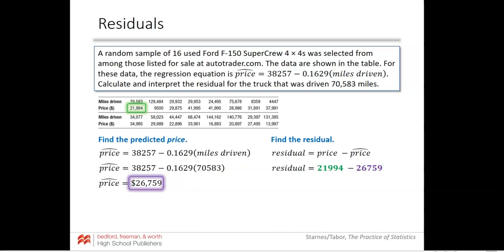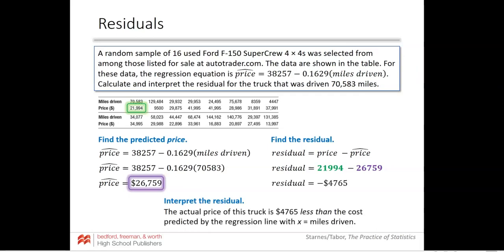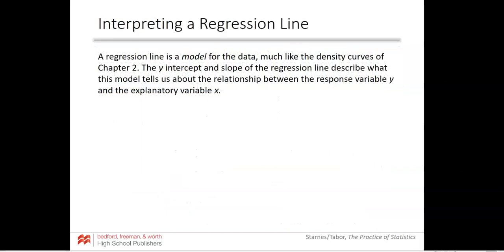So if you do the actual price minus the predicted price, you actually get a negative number. So in the context of this problem, the actual price was $4,765 less than the cost we predicted, was predicted by the regression line, with x equals 70,583 miles driven. So that's the idea of that. And you want to talk in context with that. Usually it kind of makes sense if you're talking in context.